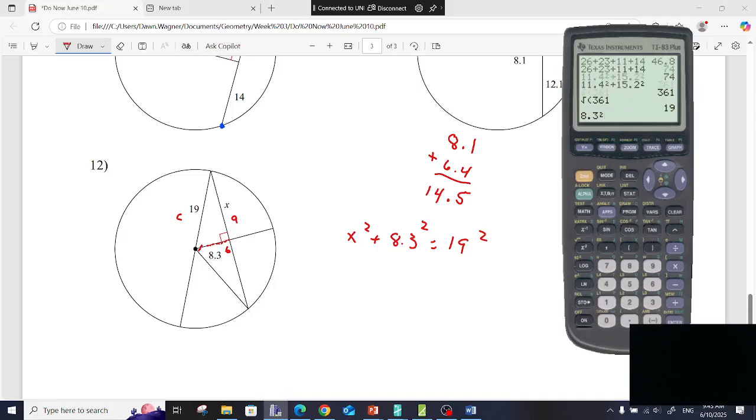I wanted to enter this. And then I have 19 squared. And in this case, because you're given the hypotenuse, be careful. We won't be adding these. We have to subtract the squares.